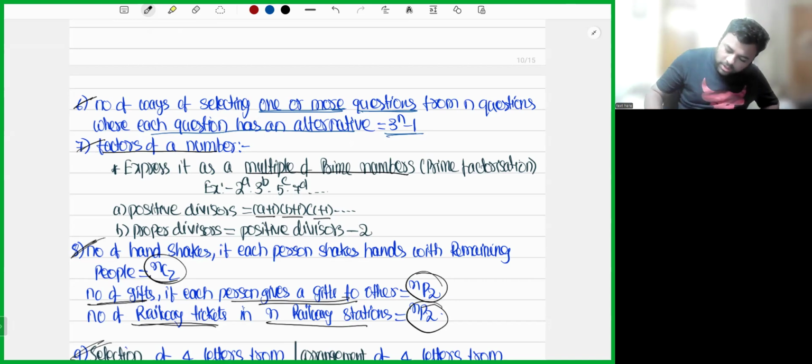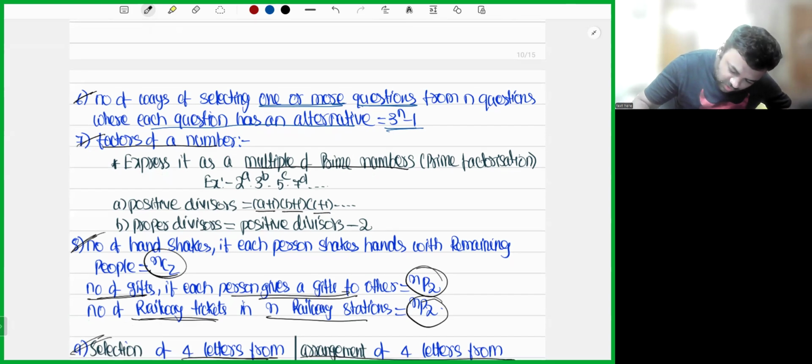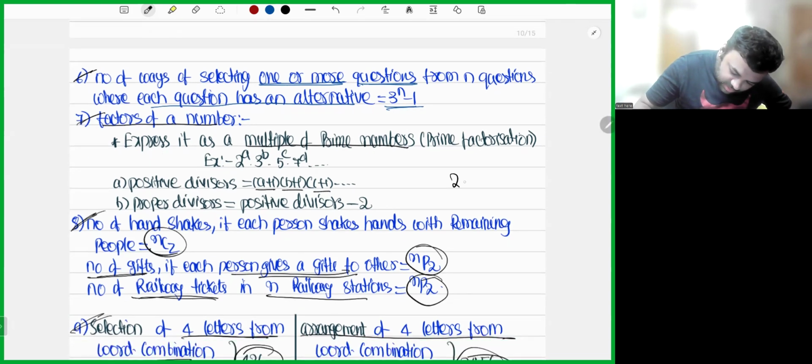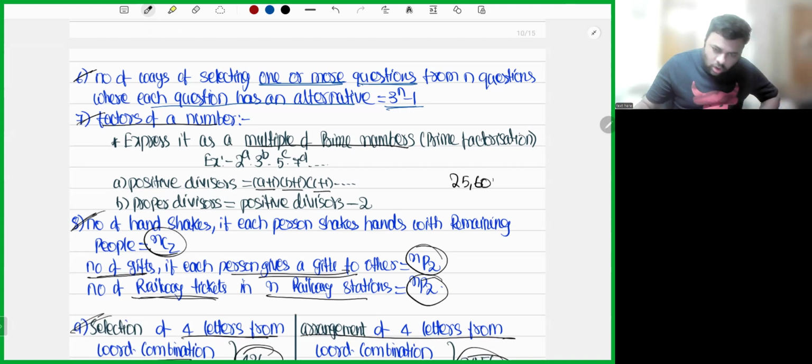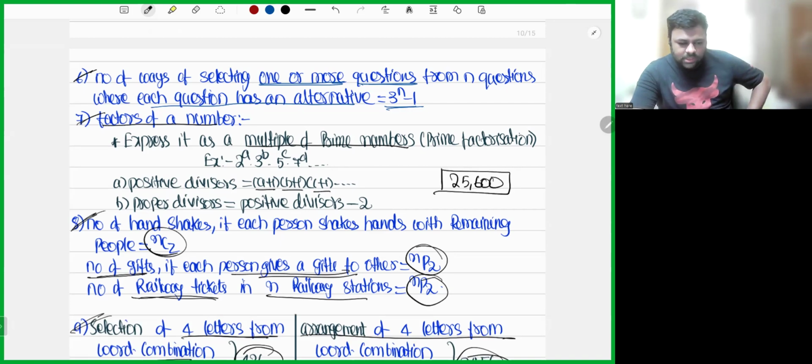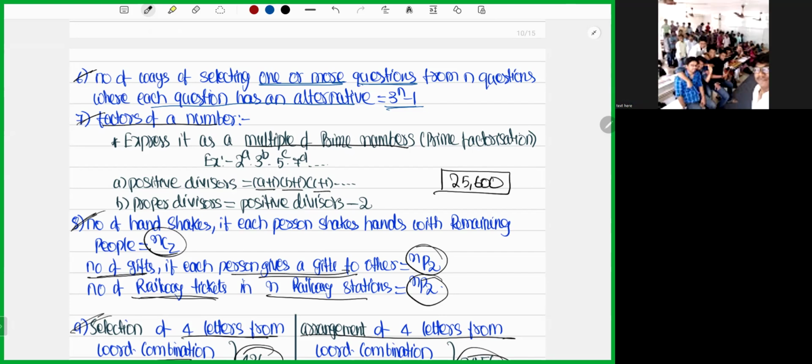So can you tell me how many factors are possible for 25,600? Solve and tell me how many factors are possible for 25,600. It's a simple one.